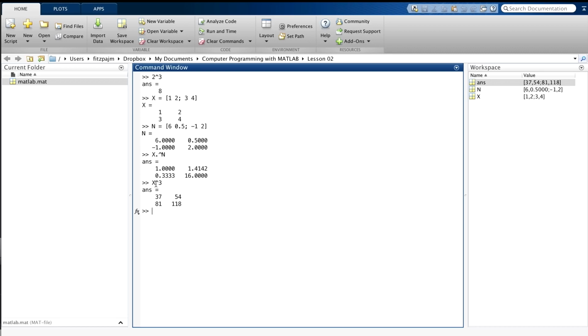What this means is x is multiplied by itself using matrix multiplication 3 times. So it's the same as this: x times x times x, and you can see you get the same result. It's not possible to raise x to a power like this unless x is a square matrix.